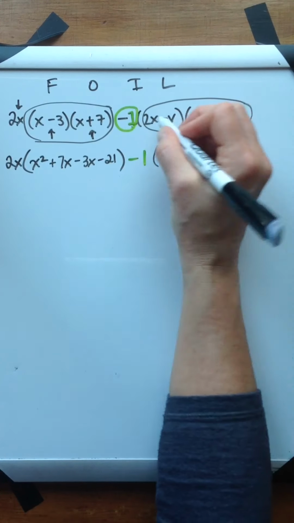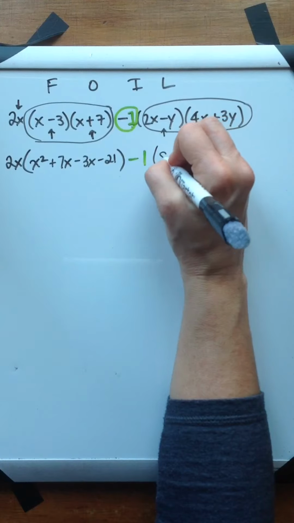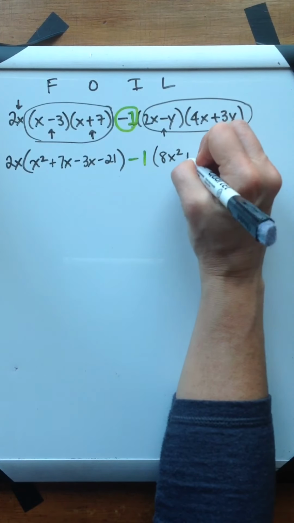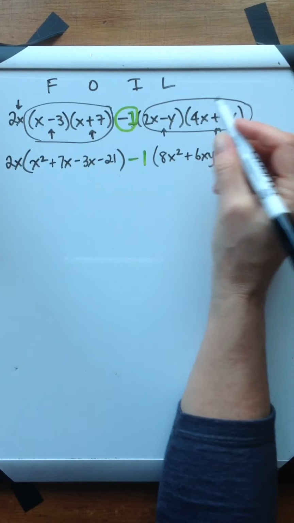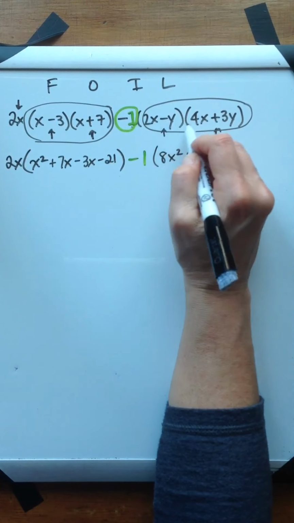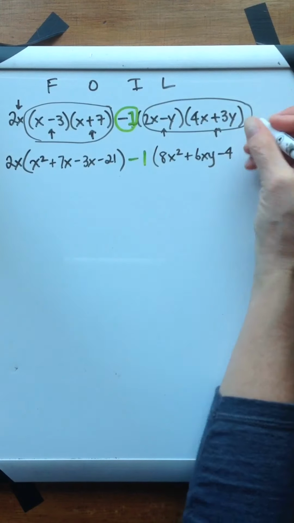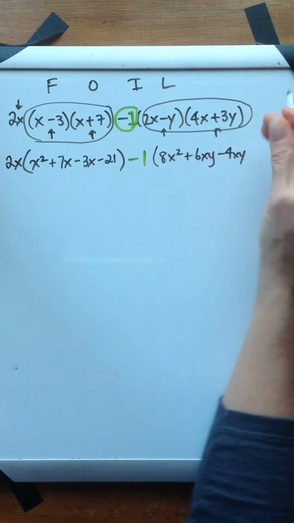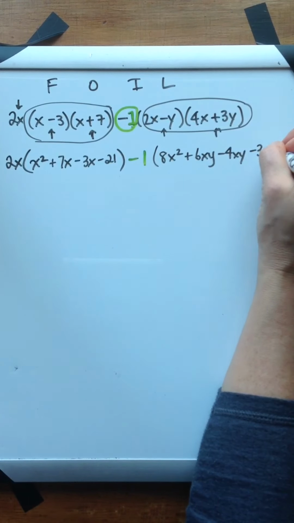And again, let's do firsts, 8x squared. Outsides, 6xy. Insides, -4xy. And lasts, -3y squared.